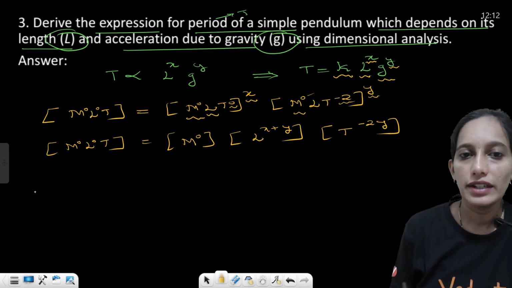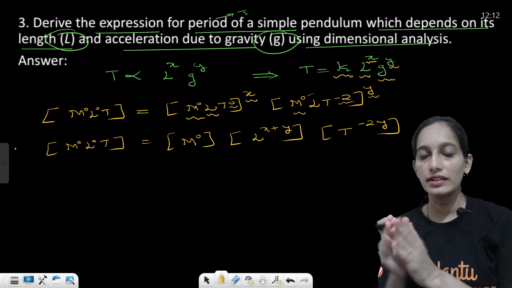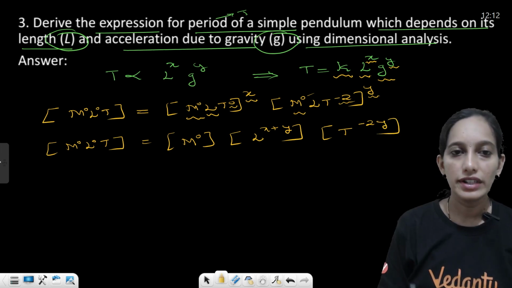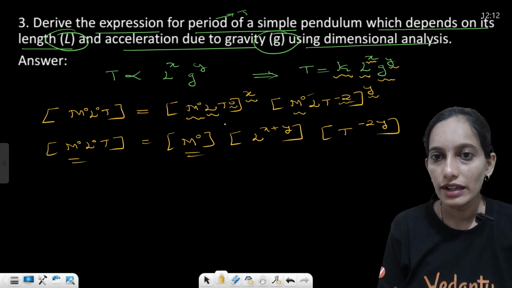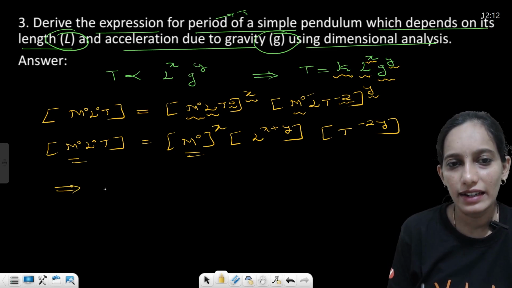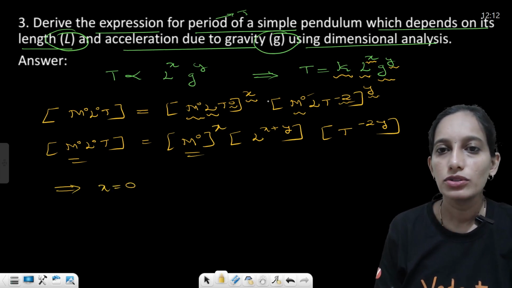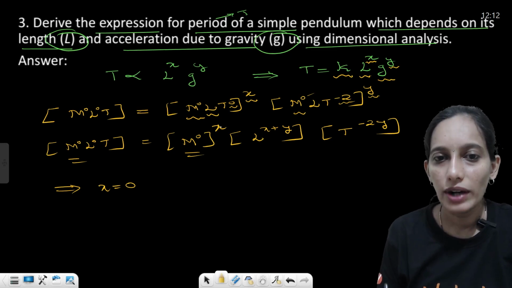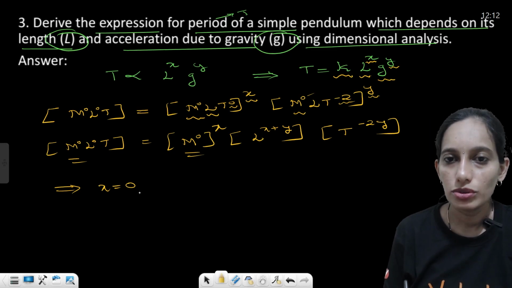Now, the left hand side terms and the right hand side terms: if the bases are the same, we can equate their powers. Here M raised to 0, and here M raised to 0, which you can also write as X. And you can say X is equal to 0. So if we just write down one term here, there is no dependency on mass. That we can say.